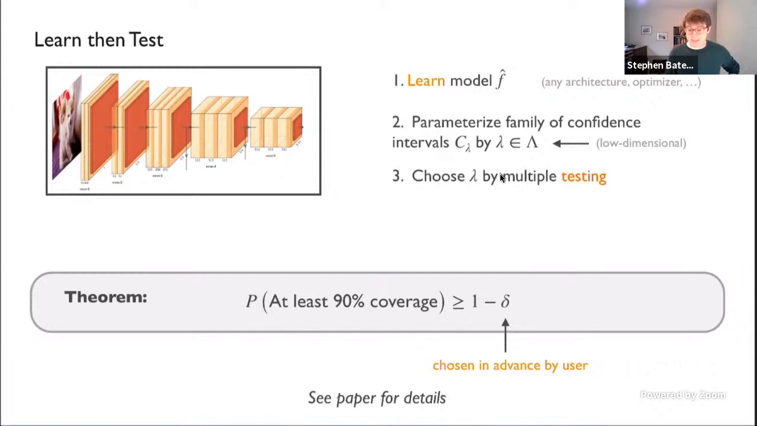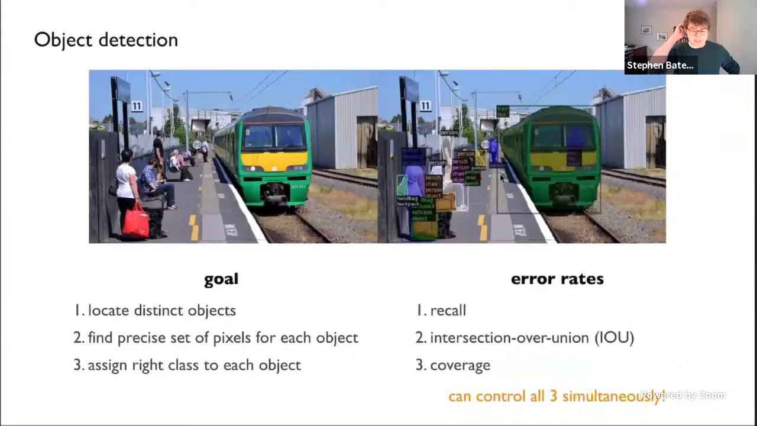What I find most exciting about this is that you can do basically anything now. So I'll show you an example from object detection. In object detection, you're given an image like the one on the left, and you have, in this case, 3 goals. You want to identify distinct objects. You want to segment them or find the pixels corresponding to that object. And then you want to classify them. There are error rates associated with these criteria.